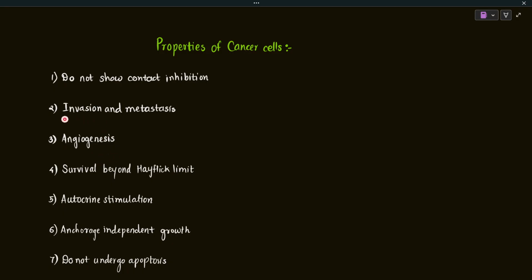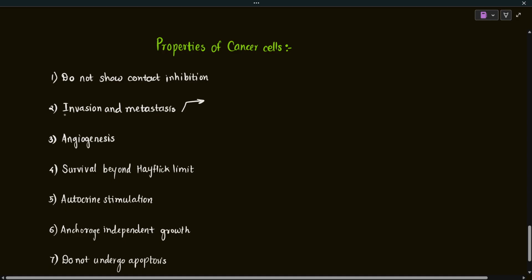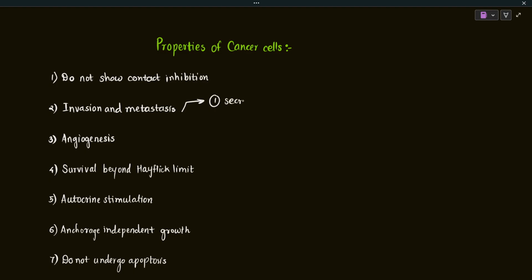And invasion and metastasis are possible because the tumor cells secrete certain proteases. Those proteases digest the extracellular matrix, and they allow the cancer cell to invade the adjacent normal tissue. So the first property that leads to invasiveness, or to metastasis, is that cancerous cells secrete proteases, which digest the extracellular matrix, and that is how they can invade the tissue.